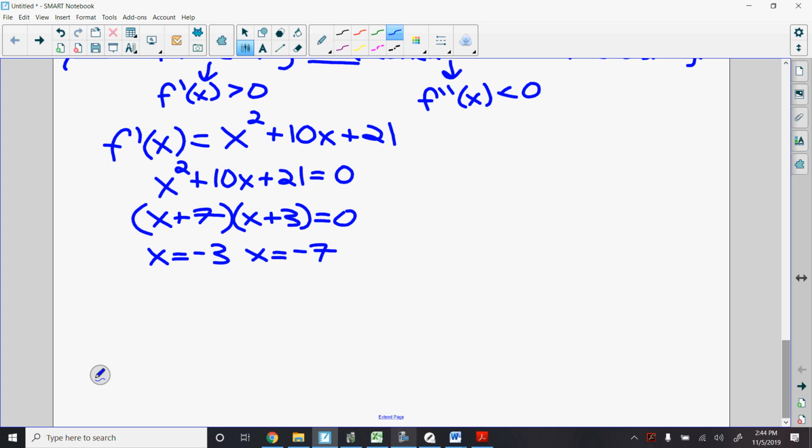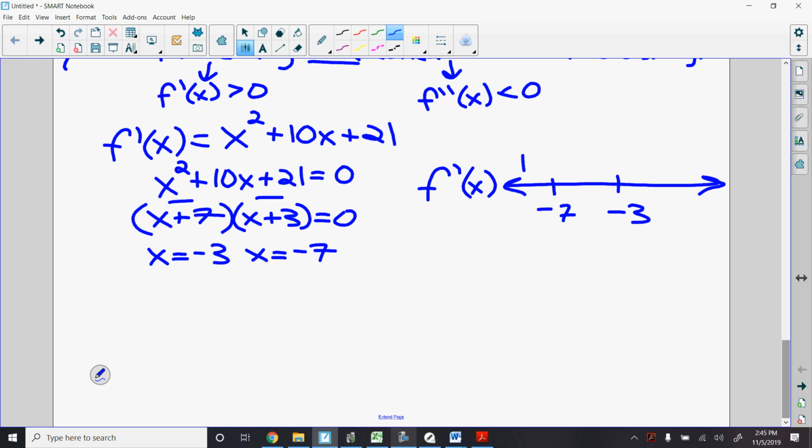But now I want to make an f prime number line and do my test. So I need to plug in a number less than -7. So let's try -10. -10 plus 7 is negative. -10 plus 3 is negative. A negative times a negative is a positive.